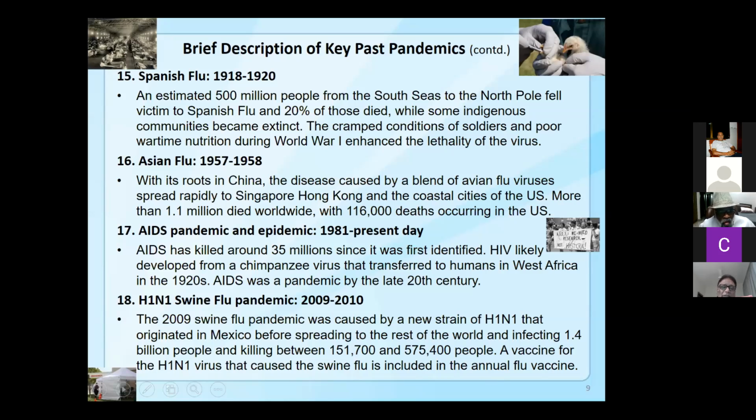A vaccine for the H1N1 virus that causes swine flu is now included in the annual flu vaccine. Many of you who are in the US know that you take annual flu shots, and this is part of that flu shot.